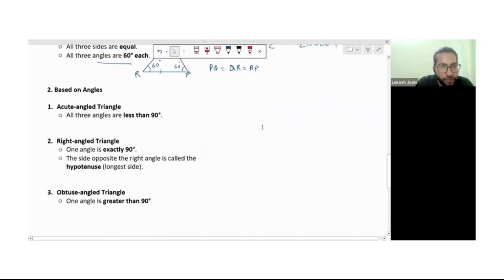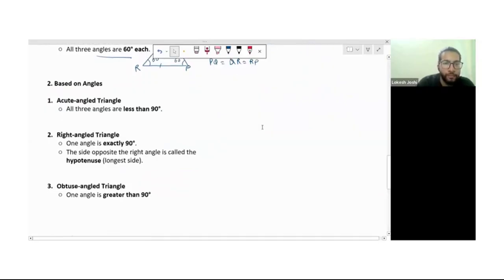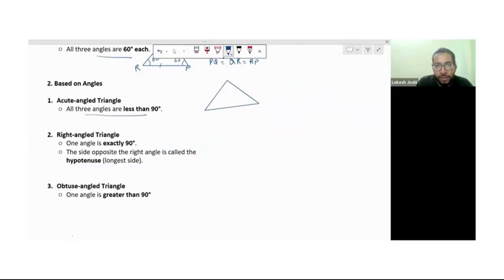Now these are the classifications based on the sides. Now we have some more classification based on angles. First of all, the acute angle triangle. It's the triangle where all three angles are less than 90 degrees. Suppose I have drawn this triangle PQR, and we know that angle P, angle Q, angle R are all less than 90 degrees. So we can say triangle PQR is an acute angle triangle.